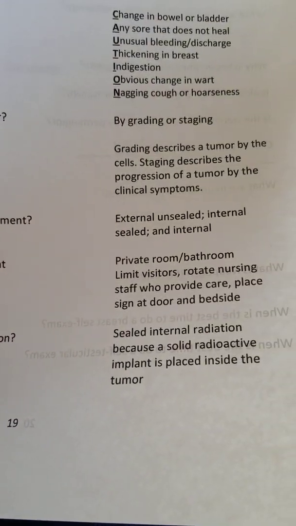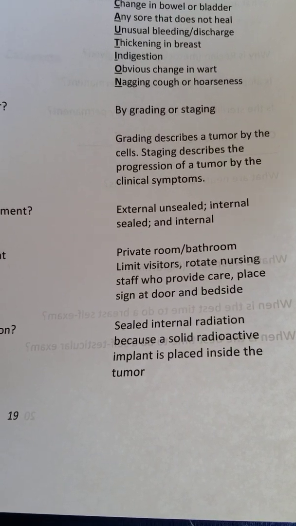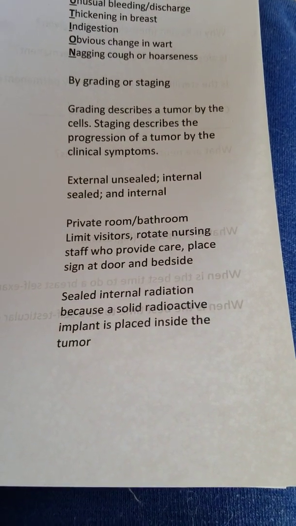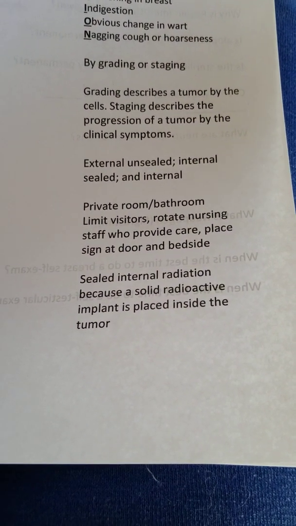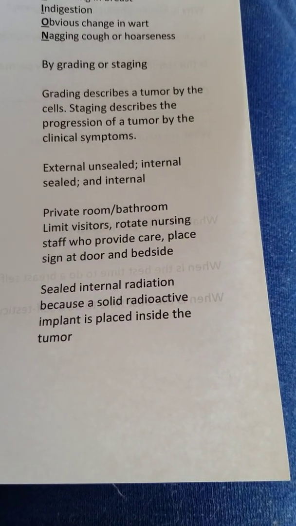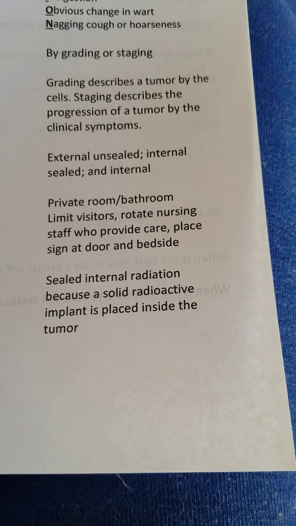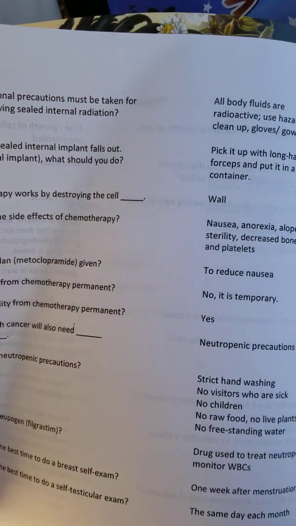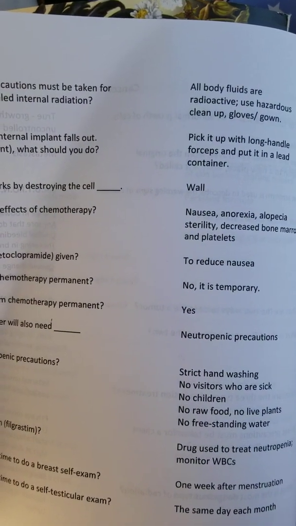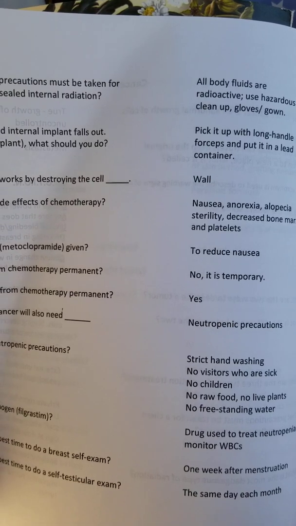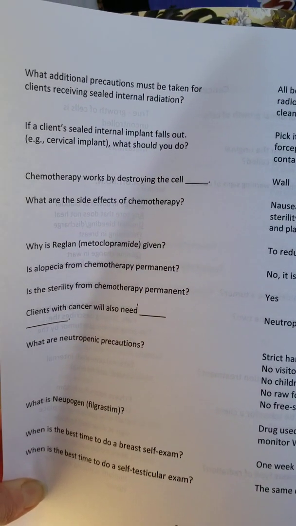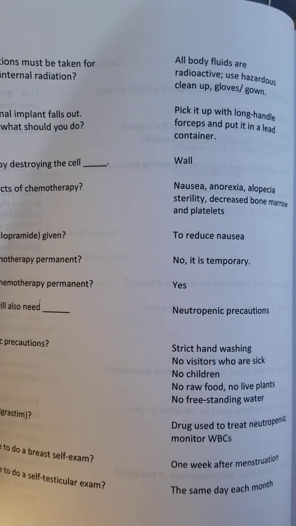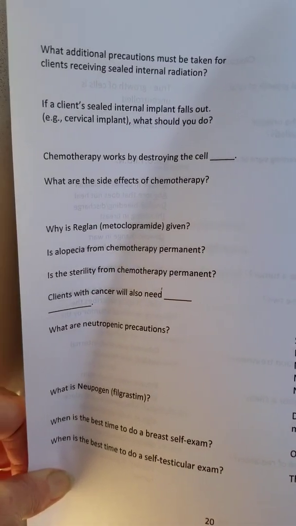Three types of radiation treatment are external, unsealed internal, and sealed internal. Precautions: private room, bathroom, limit visitors, rotate nursing staff who provide care, place sign at the door and bedside. Most dangerous is sealed internal radiation because a solid radioactive implant is placed inside the tumor. All body fluids are radioactive. Use hazardous cleanup gowns and gloves. If a client's sealed implant falls out, like a cervical implant, pick it up with long-handled forceps and put it in a lead container.